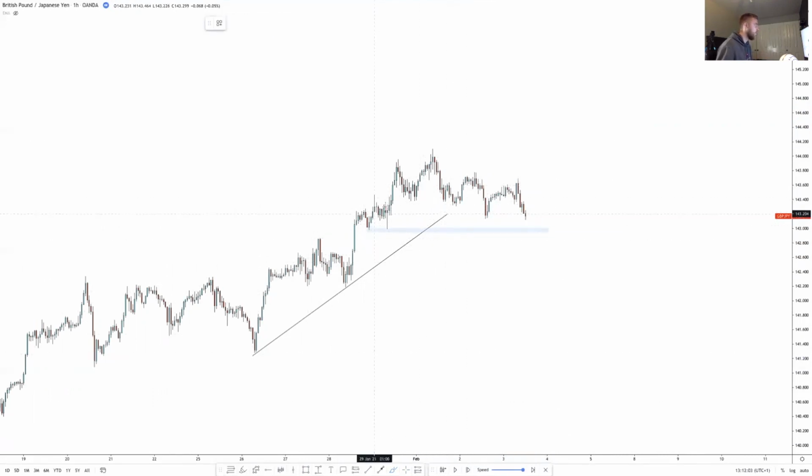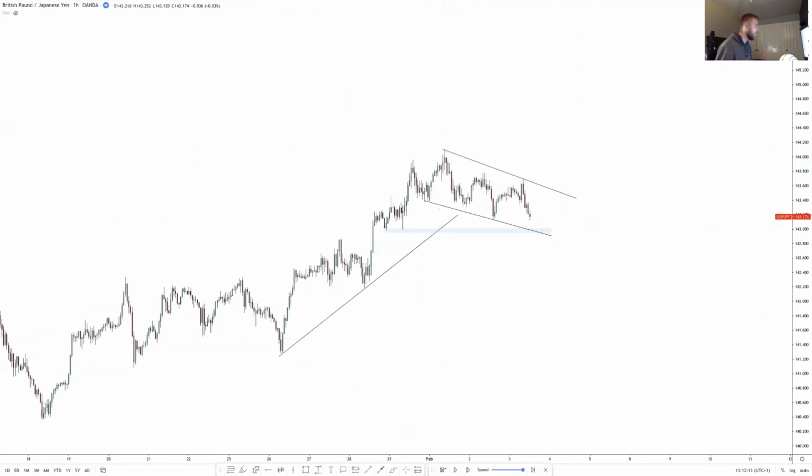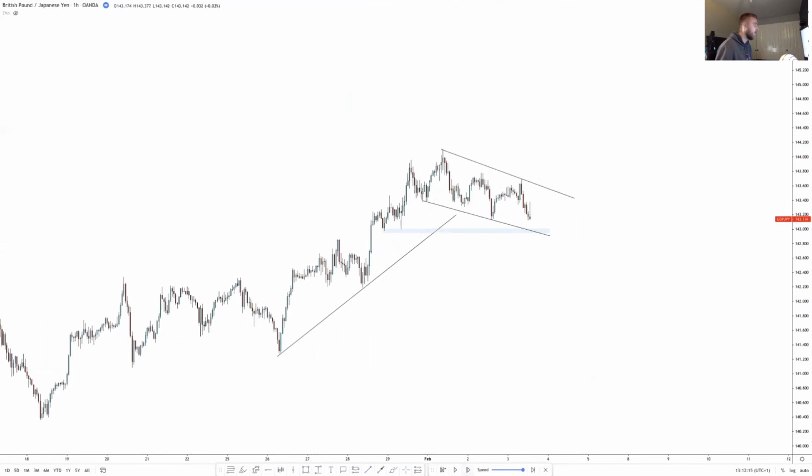So what we can then start to do is add on our patterns. We can start to draw our structure. And again, don't worry about how to trade these properly. Again, like I've said multiple times, we do teach this within the course and the community.